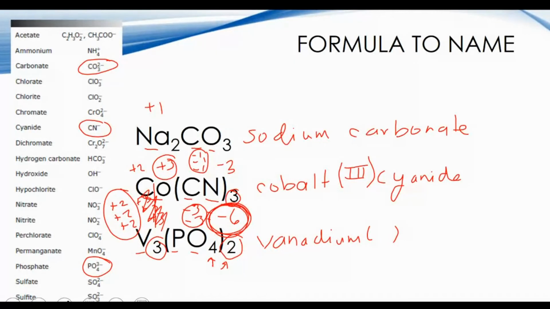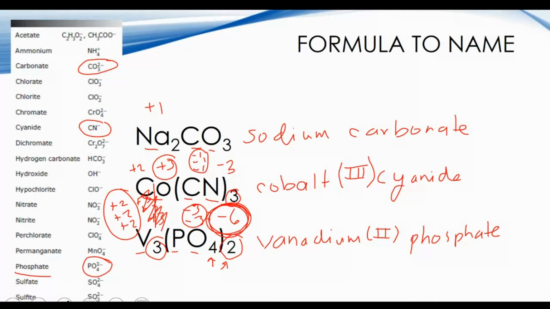So vanadium, and since I went with the charge of +2, I'm going to write Roman numeral 2. Remember, the Roman numeral represents the charge, not how many of them there are. Okay, so don't get confused. One of the most commonly mistaken and confusing things that students tend to encounter. So we have vanadium 2, and then the name of PO4, because it's a polyatomic, we just find it on the list, and that would be phosphate. So vanadium 2 phosphate.